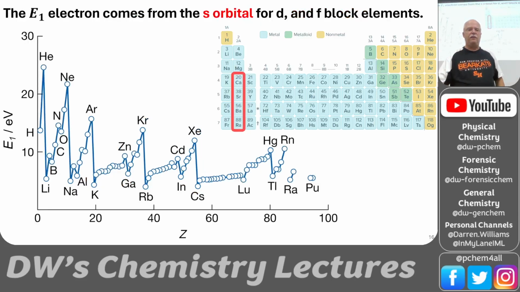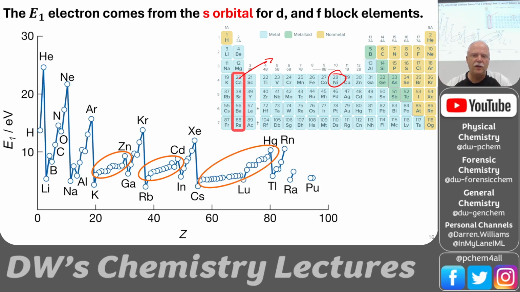So then the first ionization electron comes from that s orbital for the d and f block elements. And so if you're in a d block, say you're here in nickel or something like that, and you want to make a nickel cation, it's going to pull that electron from here, from that 4s2. Okay. And that happens here in these d blocks. And also the f blocks.